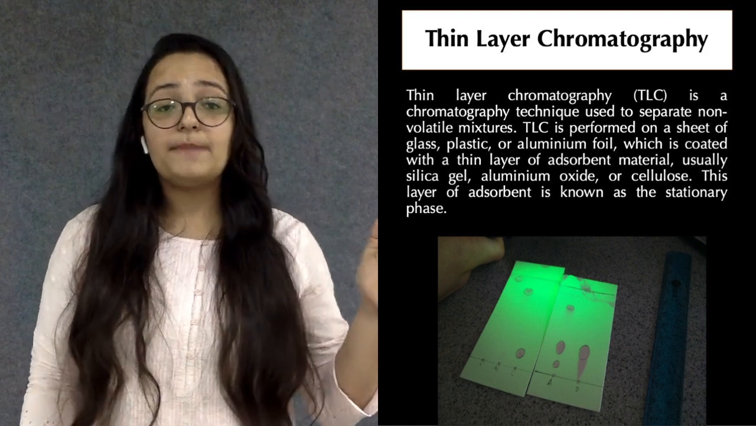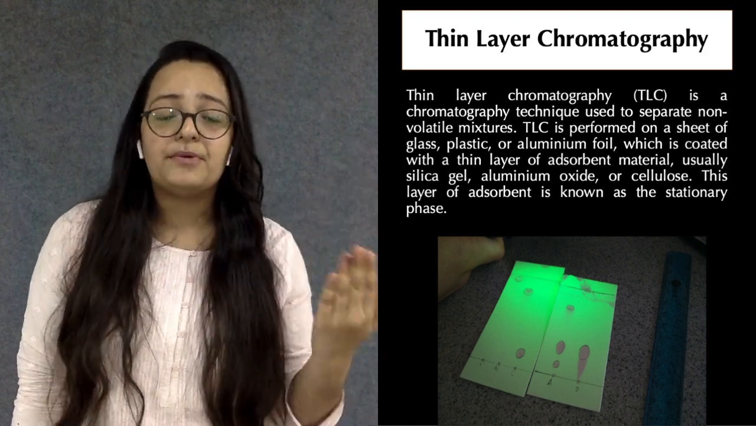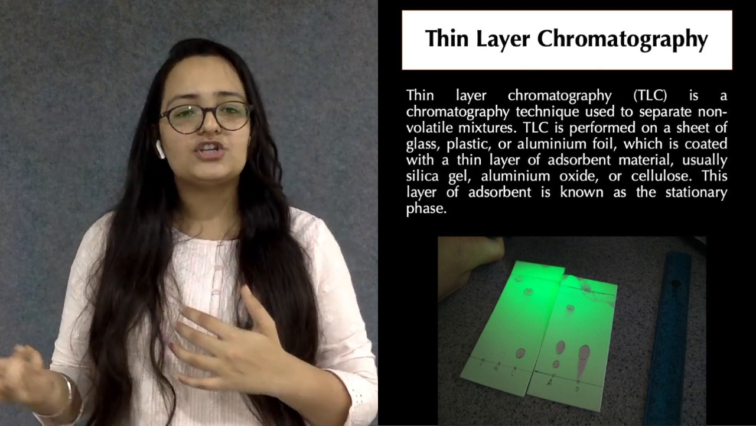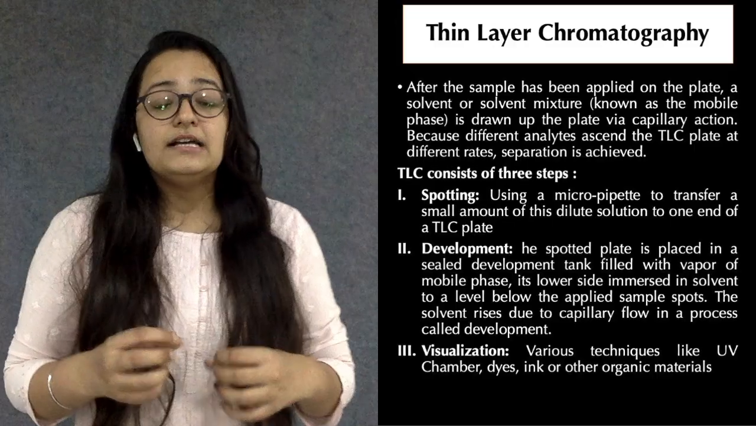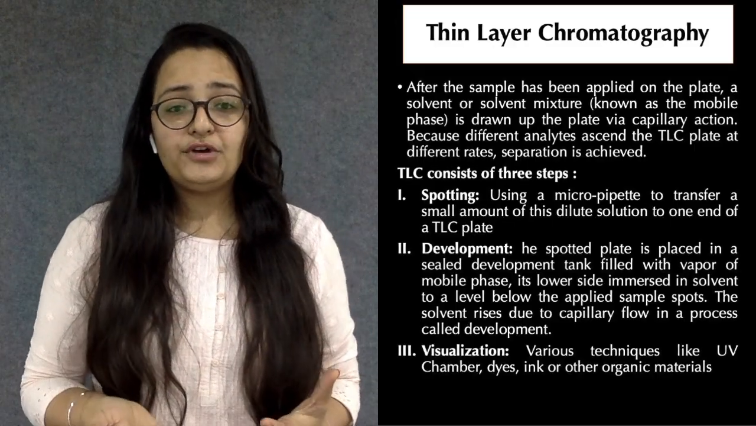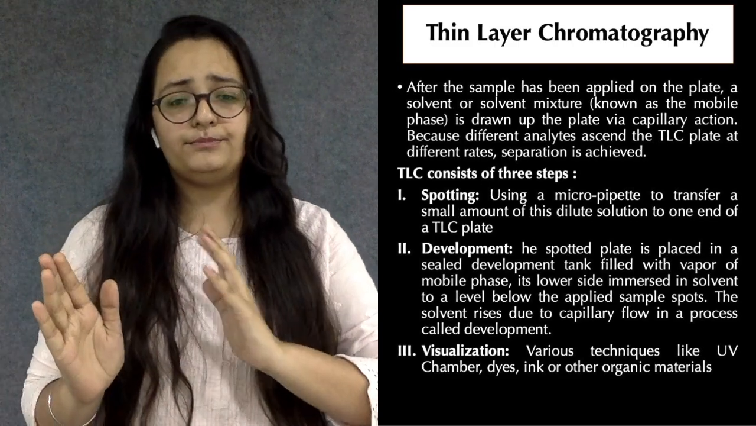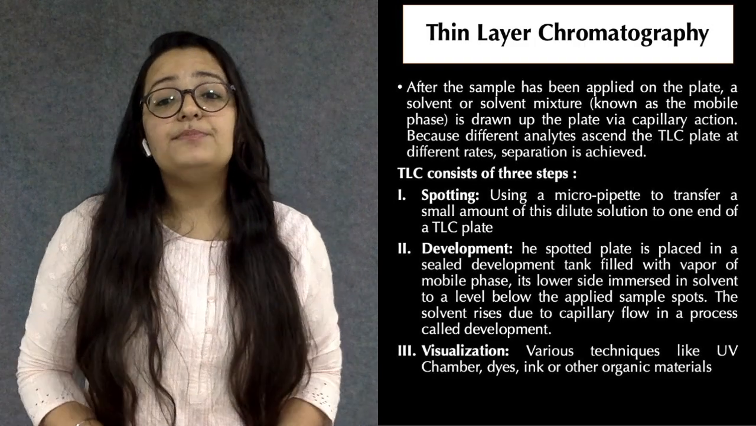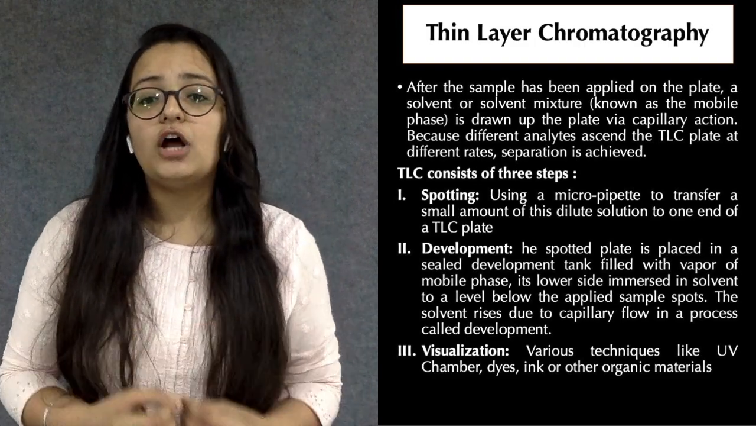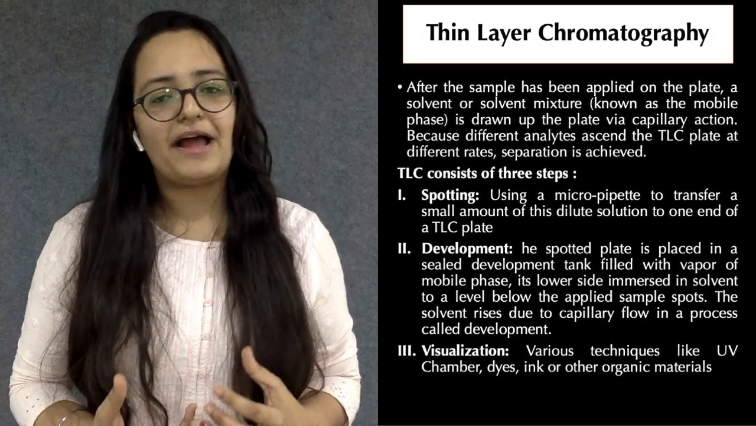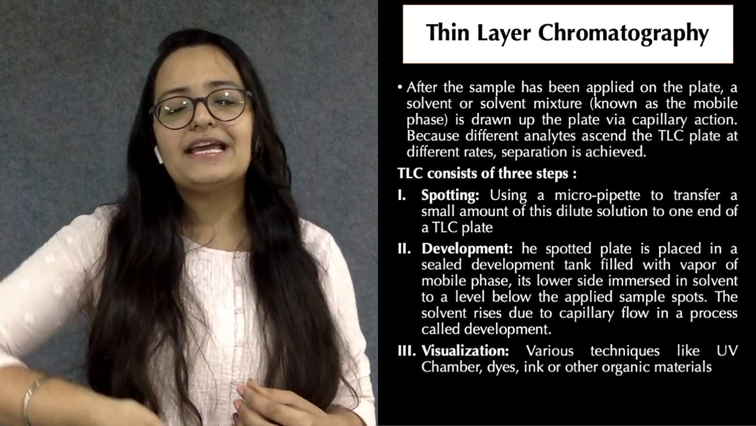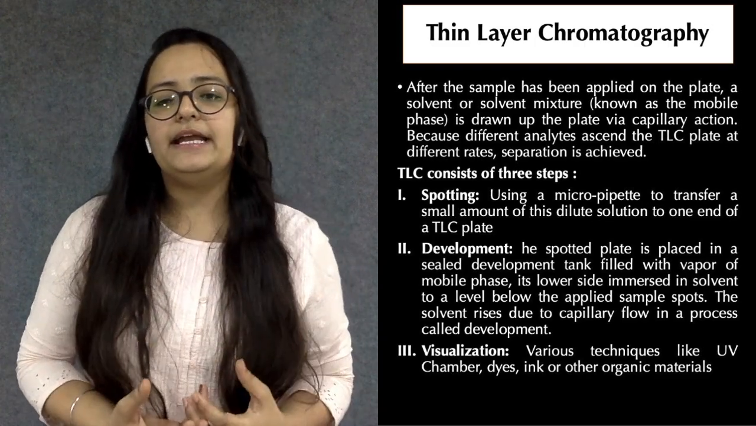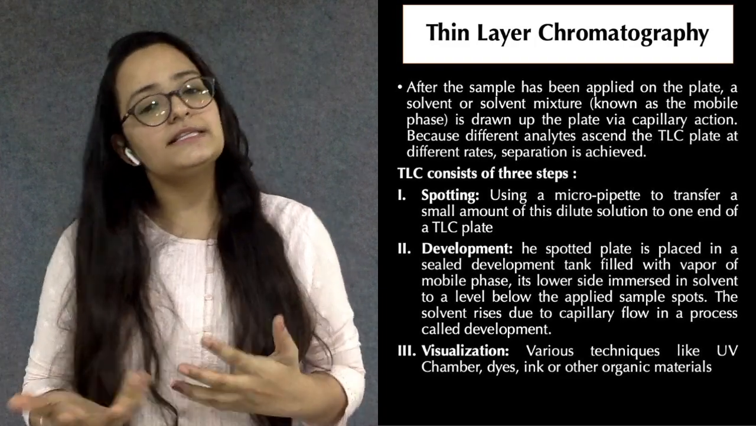In the case of paper chromatography, the stationary phase is paper. In the case of thin layer chromatography, the thin layer of silica or any other adsorbent acts as a stationary phase. Sample loading in paper chromatography is the same as in thin layer chromatography. After the sample has been applied on the plate, a solvent or solvent mixture known as the mobile phase is drawn up the plate via capillary action. Because different analytes ascend the TLC plate at different rates, separation is achieved.